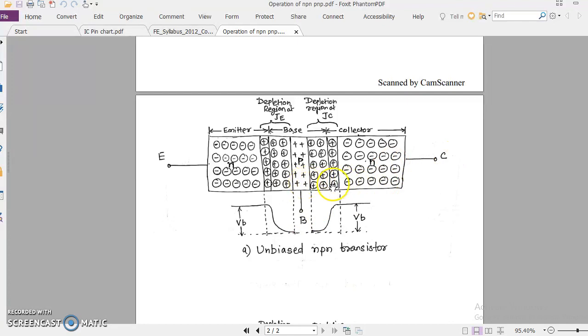Lightly doped area. So penetration towards the base is high comparative to the collector. So these are the two points which we have to focus on in an unbiased condition, and how it is changed in a biased condition, that we will study now. So this is the case in unbiased condition.